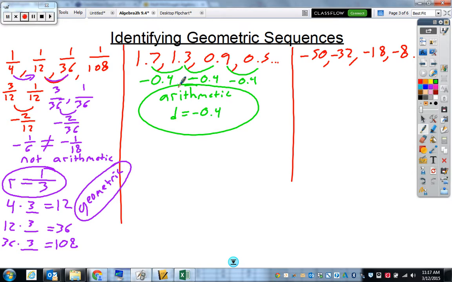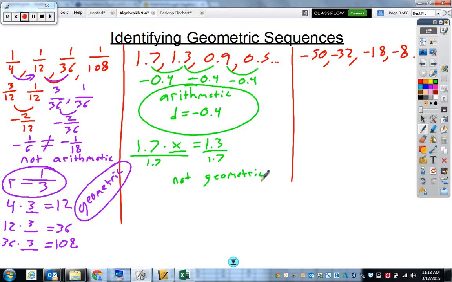Okay? I could check to see if it was geometric and see, well, what can I multiply 1.7 by, say x, to equal 1.3? Divide both sides by 1.7, and I'd get an r, and I'd try to multiply 1.3 by that r, and it wouldn't give me the same value as 0.9. So that's why it's not geometric.